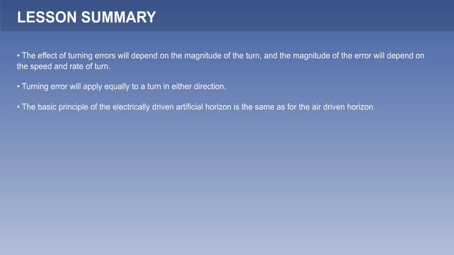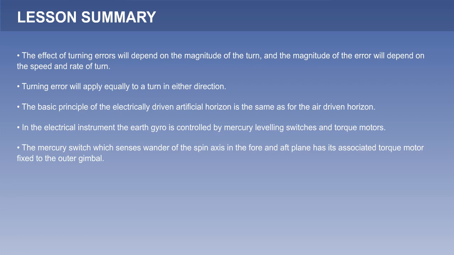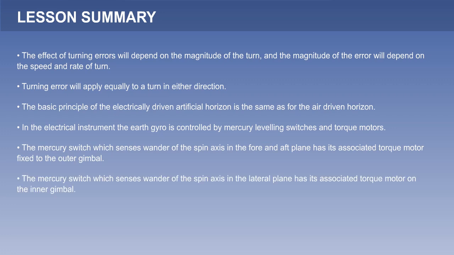The basic principle of the electrically driven artificial horizon is the same as for the air-driven horizon. In the electrical instrument, the Earth gyro is controlled by mercury leveling switches and torque motors. The mercury switch, which senses wander of the spin axis in the fore and aft plane, has its associated torque motor fixed to the outer gimbal. The mercury switch, which senses wander of the spin axis in the lateral plane, has its associated torque motor on the inner gimbal.